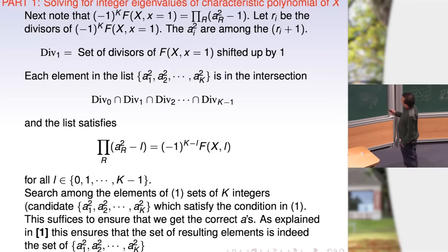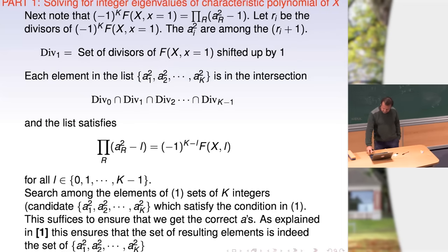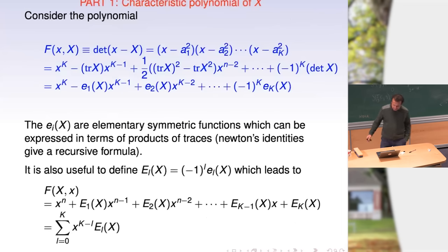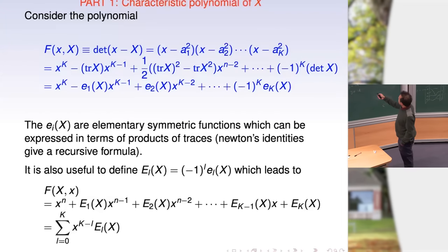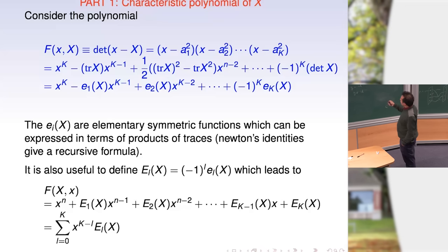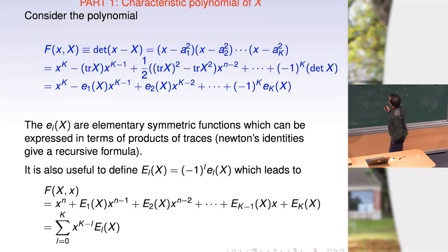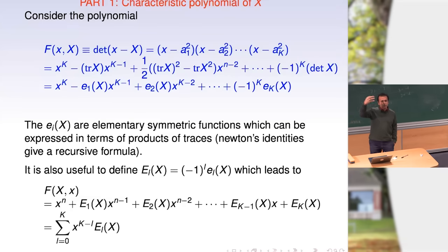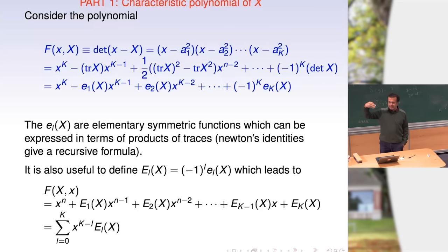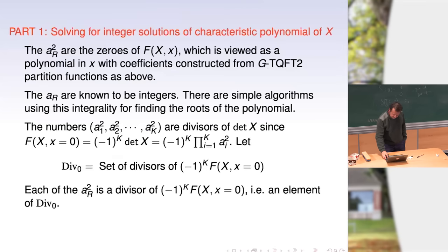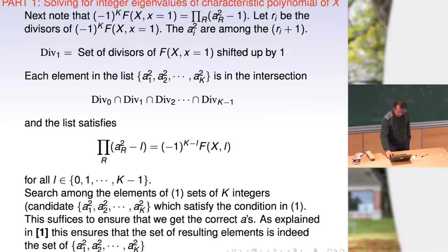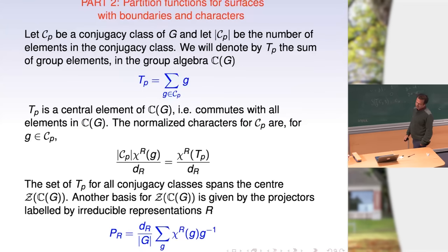So that's the idea. You take the trace of these partition functions, which are these traces, and then you produce this polynomial. You evaluate at different integer values, look at the divisors, look at the intersection, and you recover these integers, which are g over d_r, which gives you, once you know g, the dimensions of all the irreps. So that's the first step, how we use the partition functions to get the dimensions of the irreps.